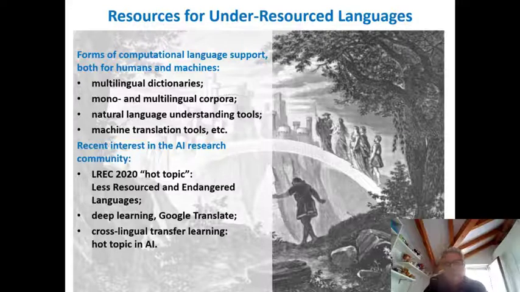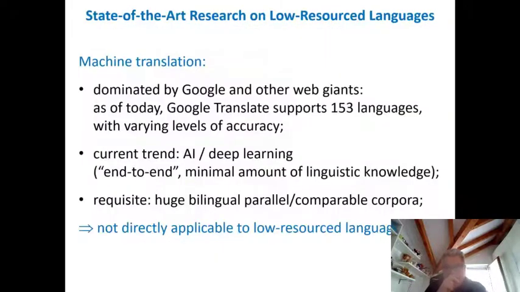And let me say that there is nothing new in saying that there is an issue of under-resourced languages, because it has now become a very important hot topic in LREC, which is one of the major conferences for applied NLP, for publishing research work. And there is a lot of interest in many other areas, like deep learning, Google Translate, and so on. So, what is the bottom line?